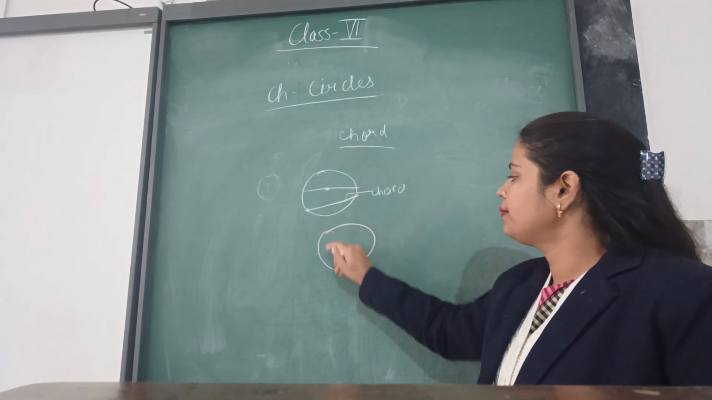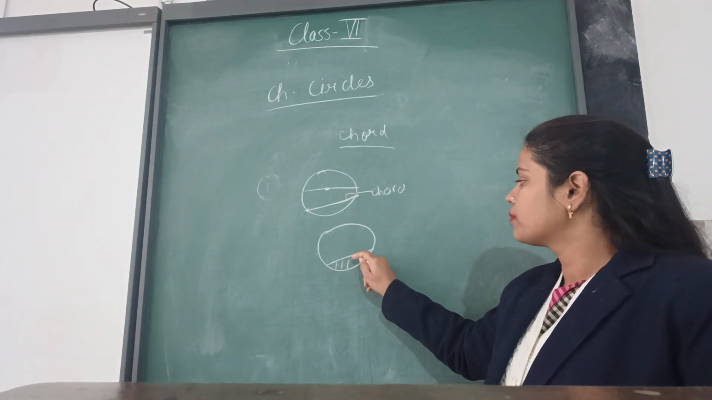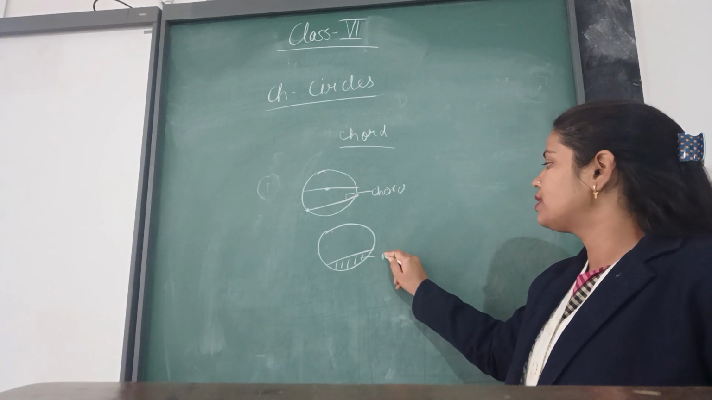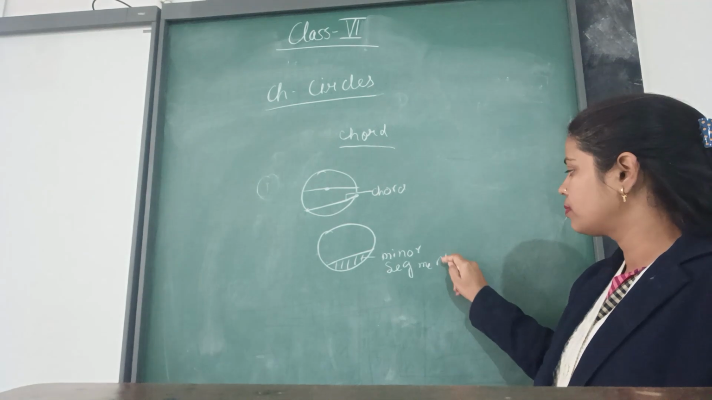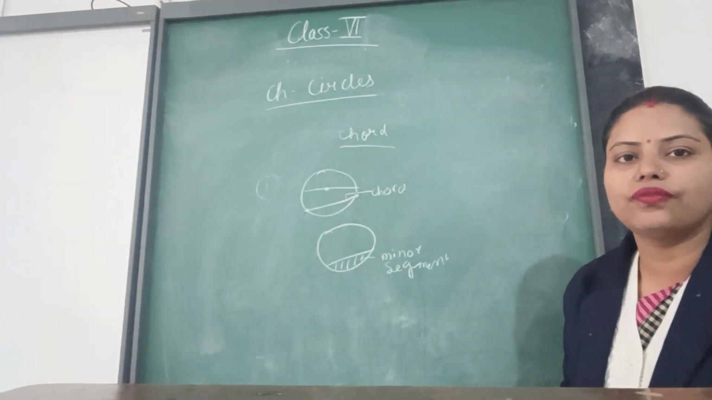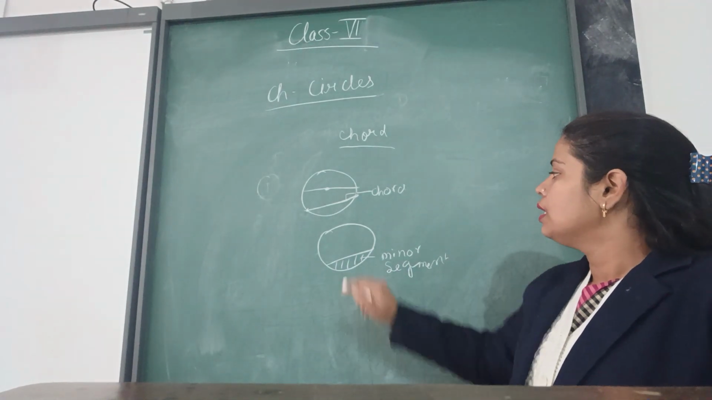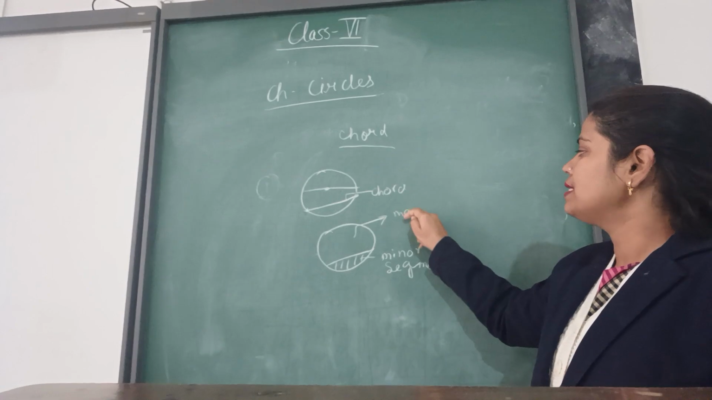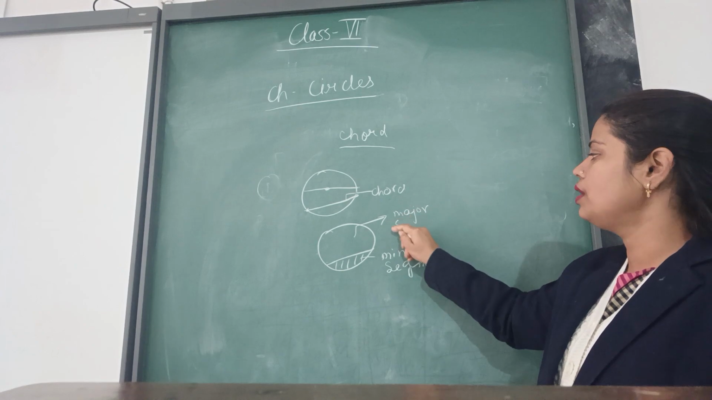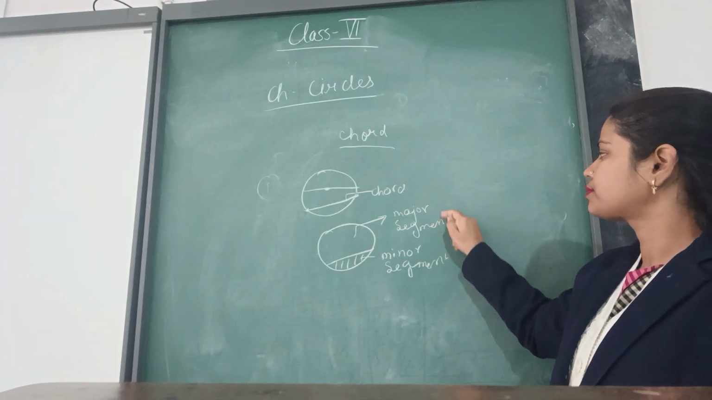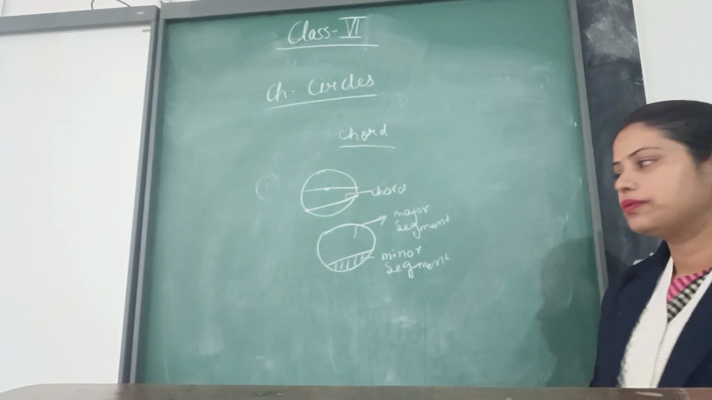Now if we draw a chord, this chord has divided the circle into two parts. The smaller part is known as minor segment. So segment can be thought of as an area which is bounded by a chord and a circumference. The bigger part will be called as major segment. The smaller part is called minor segment and the bigger part is called major segment. Clear?